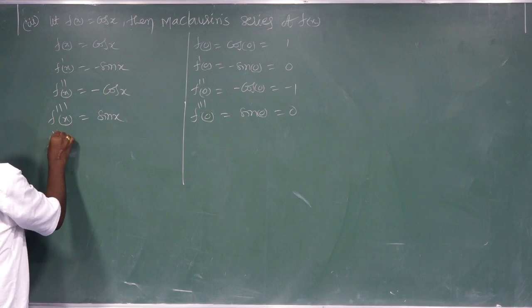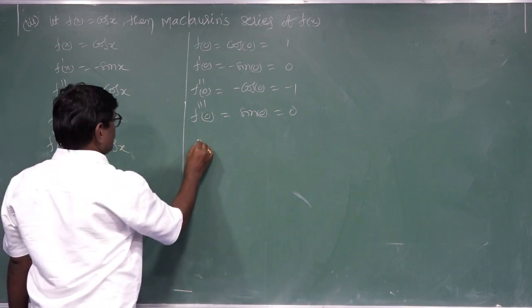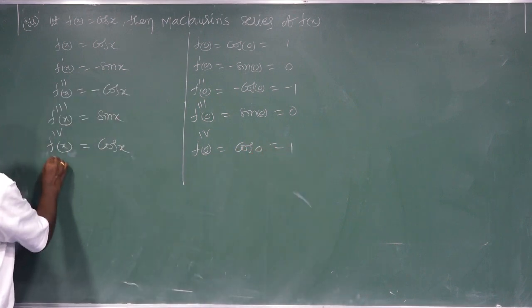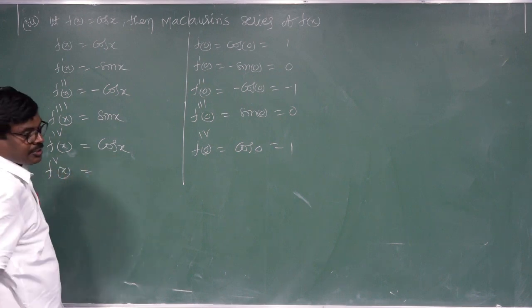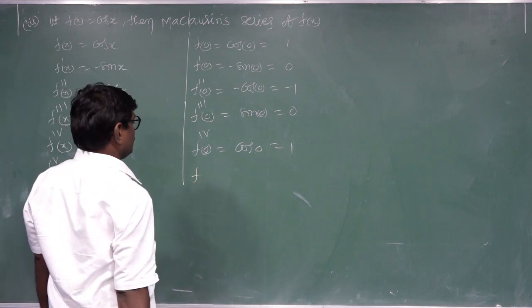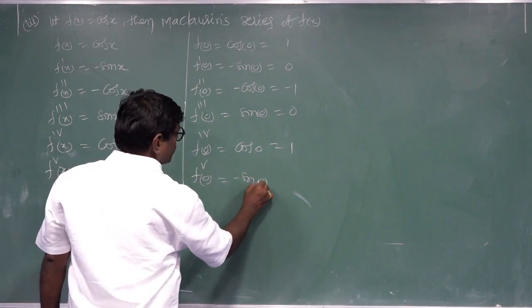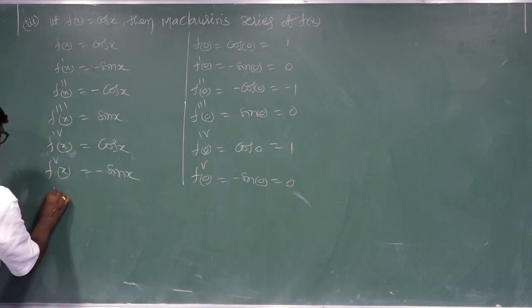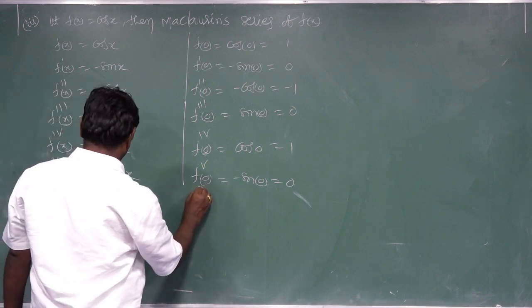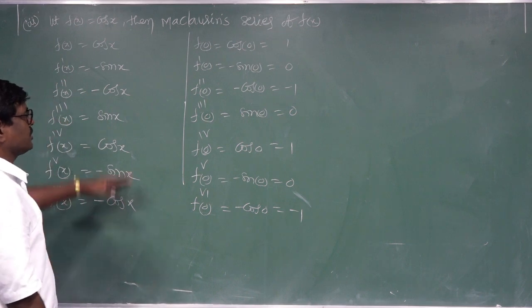Next, the fourth derivative: derivative of sin x is cos x, so f''''(0) = cos 0 = 1. The fifth derivative: derivative of cos x is -sin x, so the fifth derivative at 0 is -sin 0 = 0. The sixth derivative: -cos x, so the sixth derivative at 0 is -cos 0 = -1.